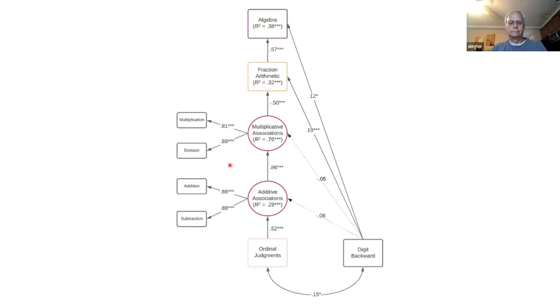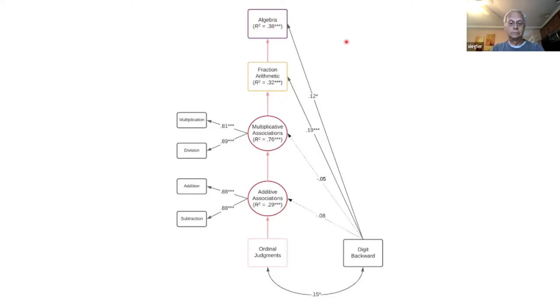Moving on to the structural portion of the model. We found that ordinal judgments predicted the additive latent factor, which in turn predicted the multiplicative latent factor. And then the multiplicative latent factor predicted fraction arithmetic, which in turn predicted algebra. In other words, all of the direct paths for the adjacent layers of the hierarchy were significant.